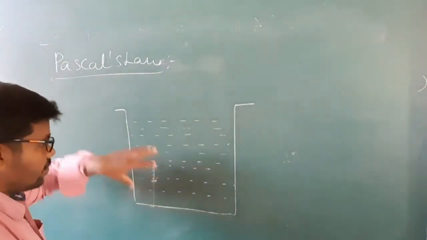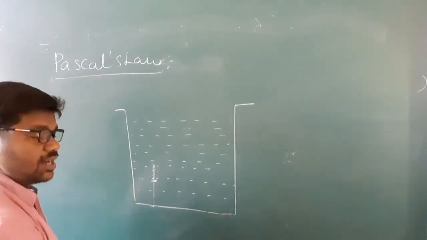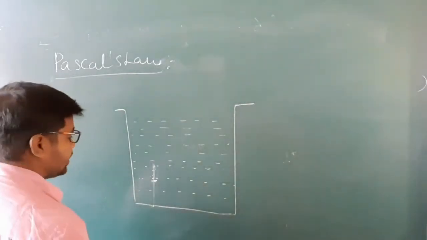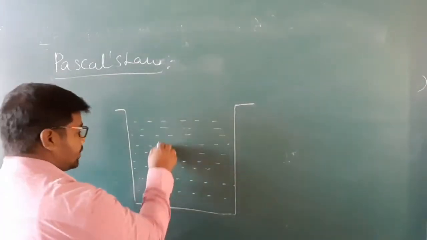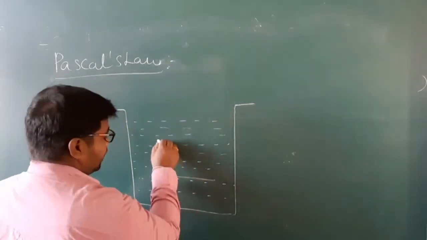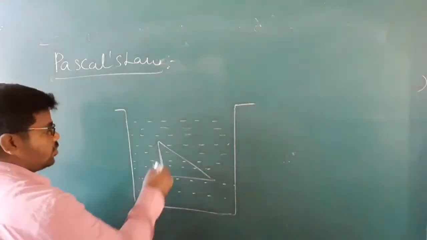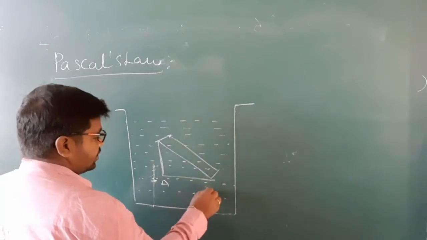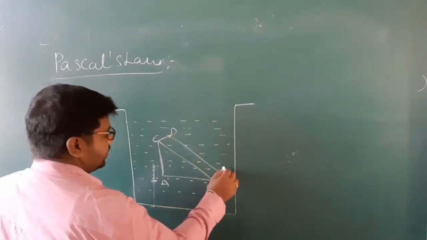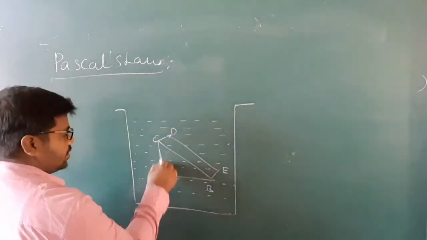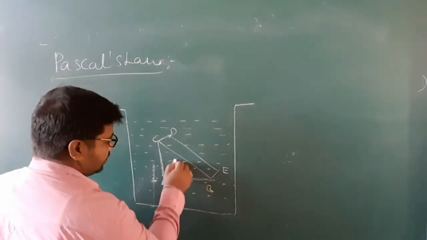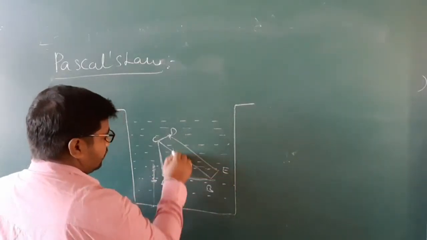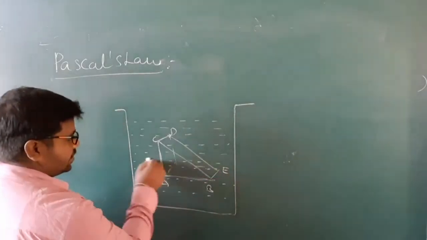So here we can take one fluid, it may be water or it may be gas. We can immerse one object which looks like a right angle. See here, this is A, this is B, this is C, D, E. So this is A surface. This is A, this is B, this is C.